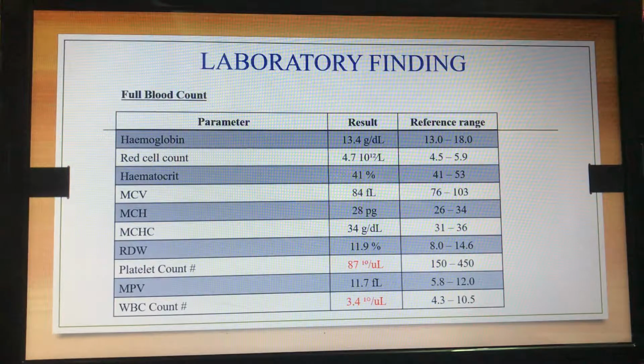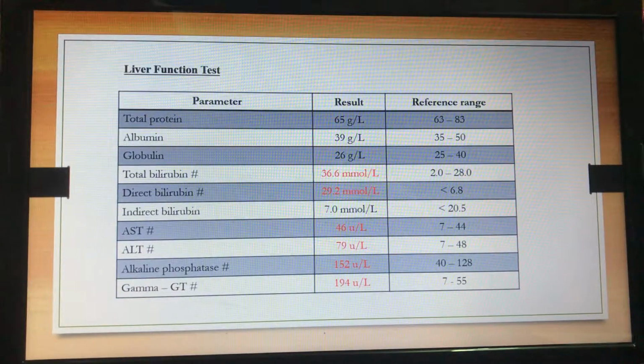Next is laboratory findings. First is full blood count. This is being done to check if there is any abnormality in the patient's blood. Next is liver function test. This is being done to check if there is any abnormality of biochemical parameters, especially in the liver of the patient.